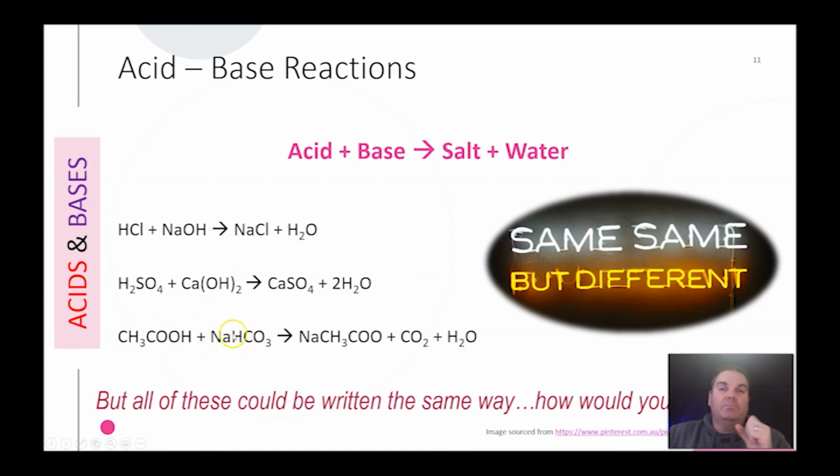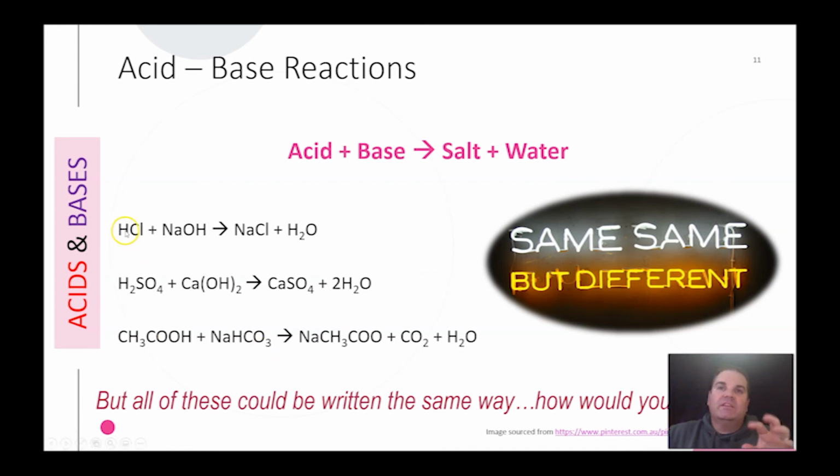This one, because it's a bicarbonate, we've still got an acid-base reaction occurring, but because it's a carbonate, we also get carbon dioxide gas given off. Now, the reason I call this same but different is because we can actually write all three of these equations exactly the same way. And it comes back down to that definition of acids and bases I introduced at the start of this video. The acids are proton donors and bases are proton acceptors.